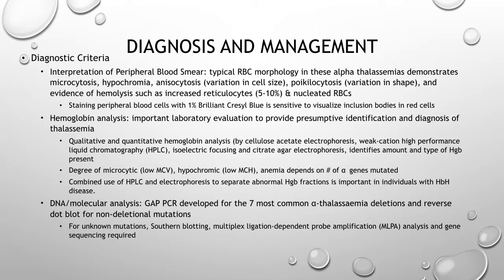The DNA and the molecular analysis. So the GAP PCR was developed for the 7 most common alpha thalassemia deletions, and a reverse dot blot for non-deletional mutations. And for unknown mutations, Southern blotting and multiplex ligation dependent probe amplification analysis and gene sequencing must be done.